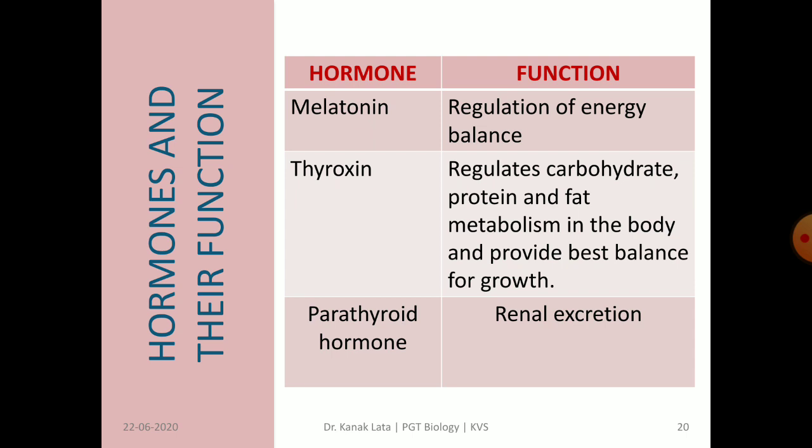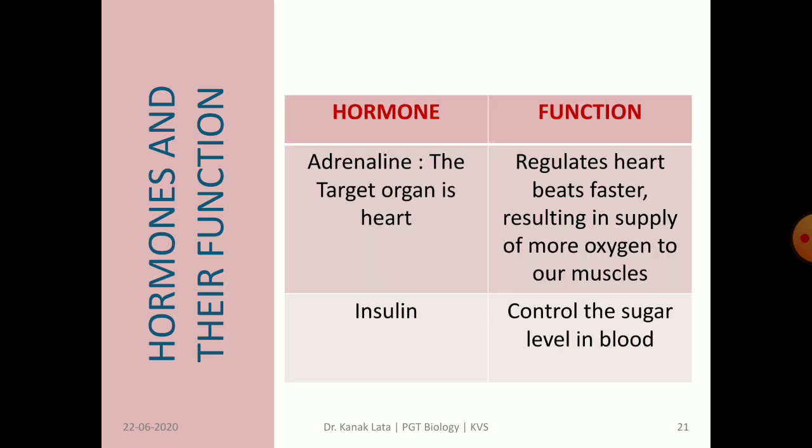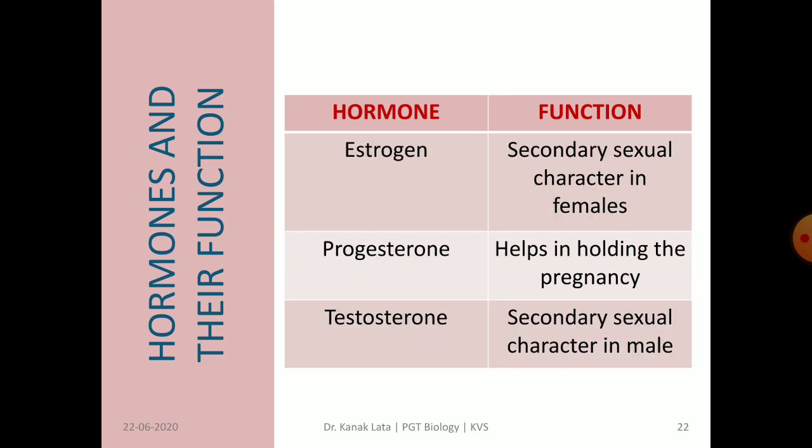Thyroxine regulates carbohydrate, protein and fat metabolism in the body and provides the best balance for growth. Parathyroid hormone, renal excretion. Adrenaline, whose target organ is the heart, makes the heartbeat faster, resulting in supply of more oxygen to our muscles. Insulin controls the sugar level in our blood.